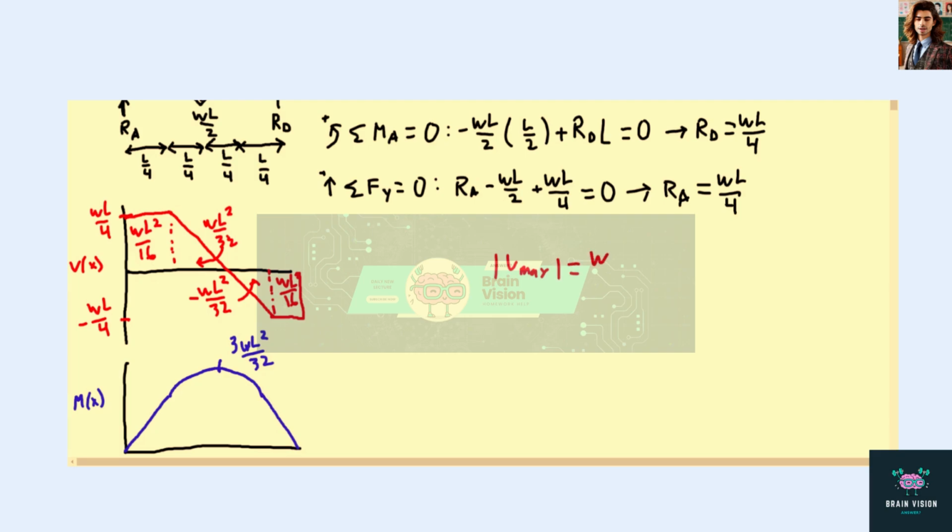Okay, so we'll get our maximum shear equal to WL/4, and our maximum moment equal to 3WL²/32.